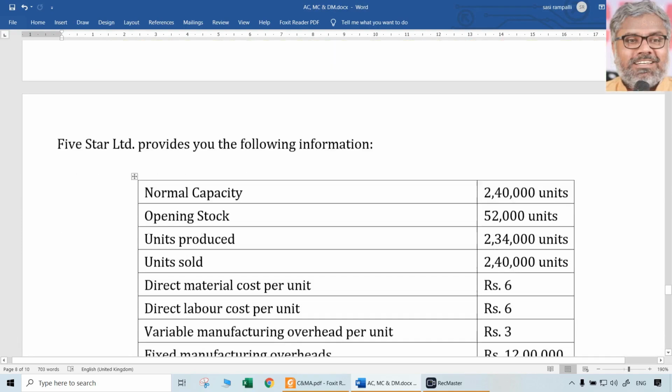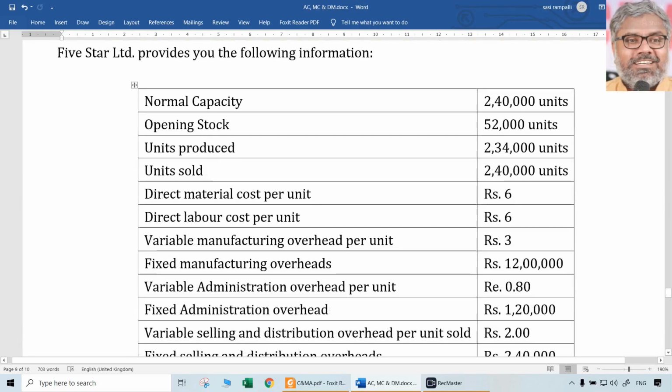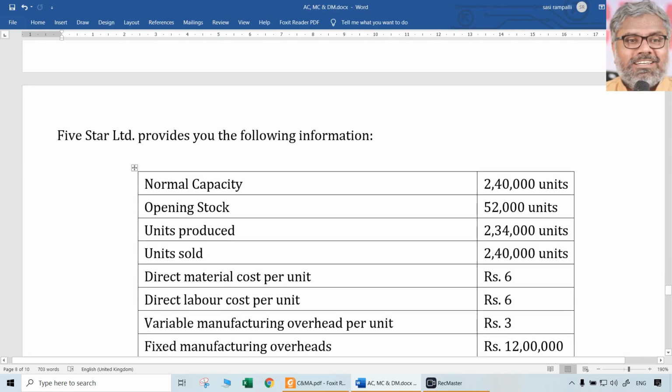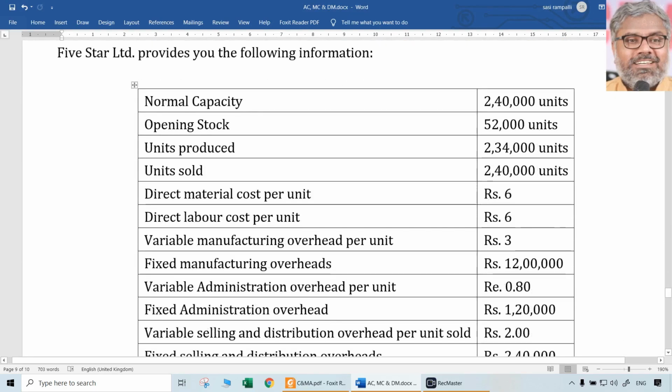So simply the questions like this also can be asked here in the examinations. To calculate the profit as per marginal costing and as per absorption costing, and sometimes to even reconcile those profits. Such type of questions, 10 marks questions can be expected.